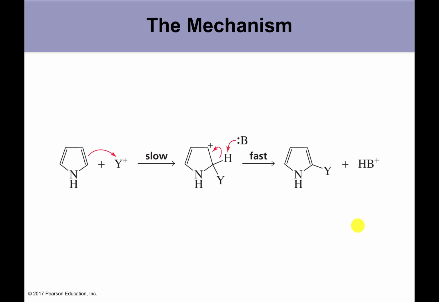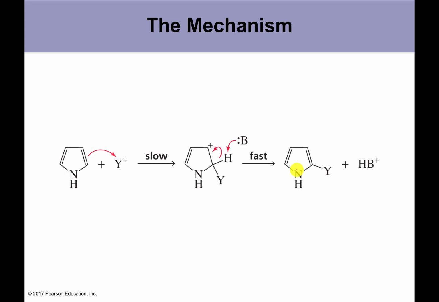or serves to block substitution at that position. The first step, which is the slow step because you're forming a carbocation, is the attack of the nucleophile on the electrophile. And then the fast step is the deprotonation of the ring to get back to an aromatic ring. So the base, which of course we're in solvents which contain bases, then attacks the hydrogen and forms the substituted aromatic ring.